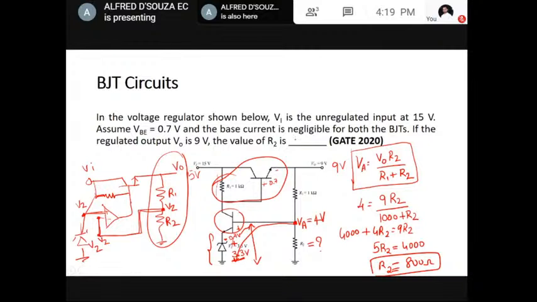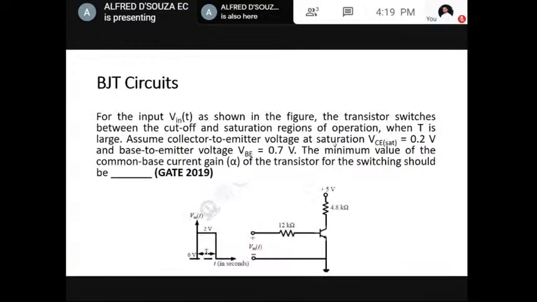So the answer for this question is 800 ohm. This was a numerical answer type question. So let us move to the next question.